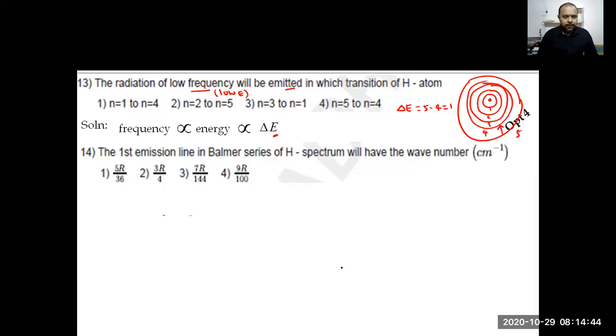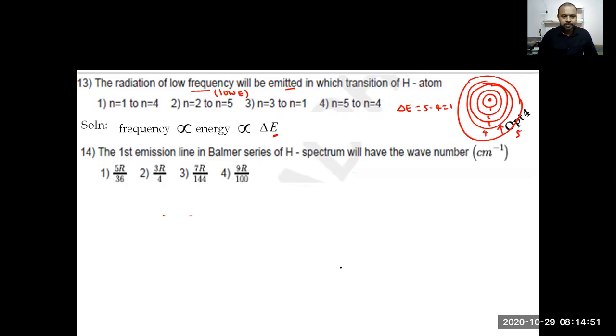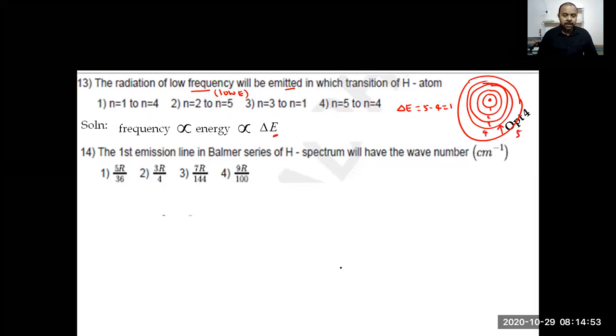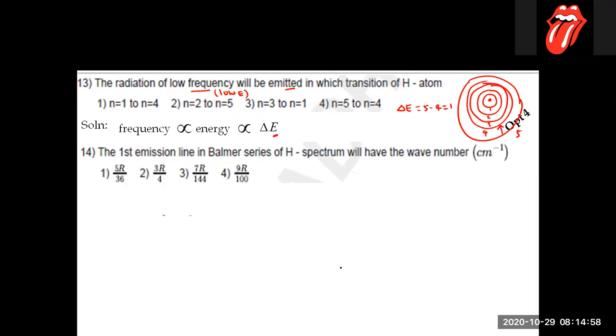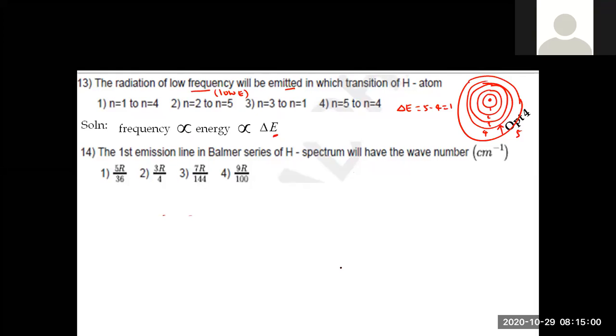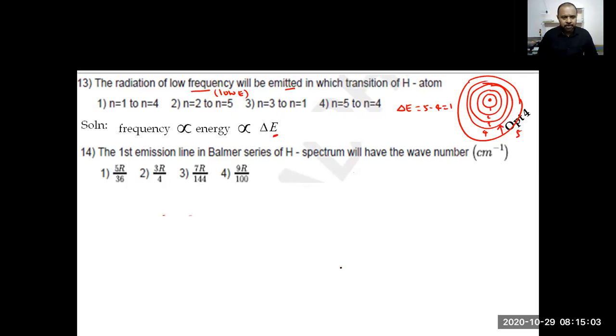14. The first emission line in the Balmer series of the hydrogen spectrum will have the wave number. What is the first emission line of the Balmer series? What would be the n1, n2 values? n2 would be 3 and n1 would be 2, sir. Correct. Sir, for the Balmer series is it 2, 4? No. n1 is 2 for the Balmer series, and n2 can be anything more than 2. n2 can be 3, 4, 5 like that.